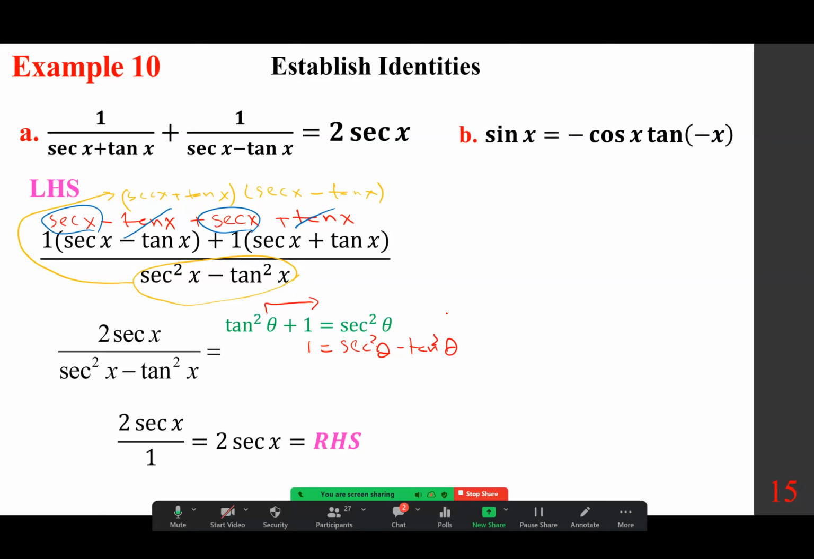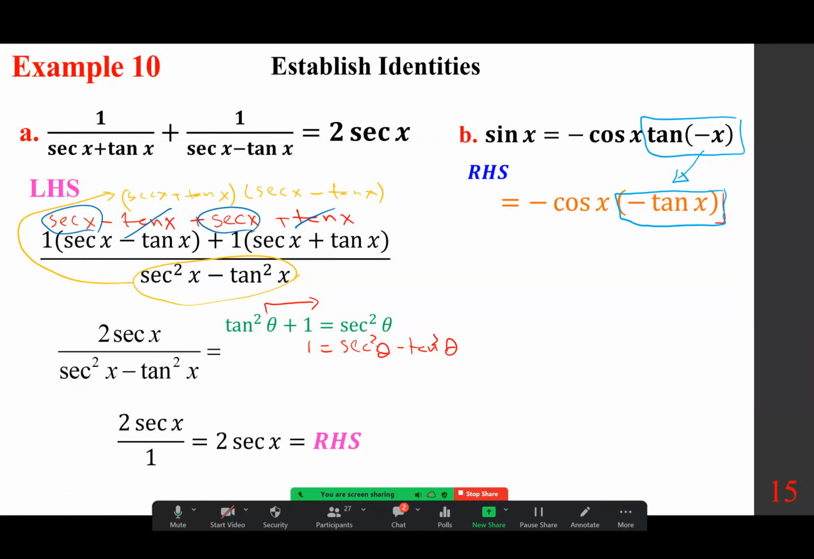Let's look at this example. Sine x is minus cosine x tan of negative x. Clearly, the right-hand side is the more complicated side. So we start with the right-hand side. All trigonometric functions are odd functions with the exception of cosine. Okay, so understand that tan of minus x changes to negative tan x.